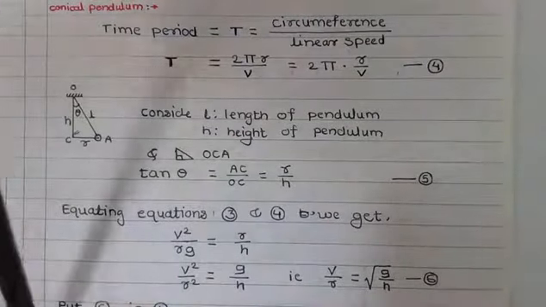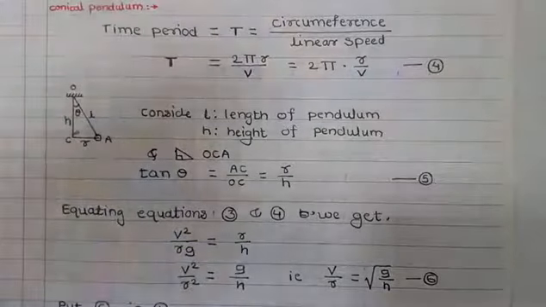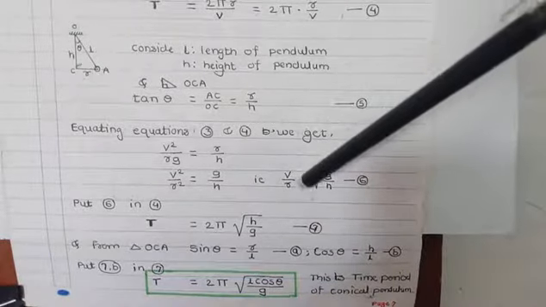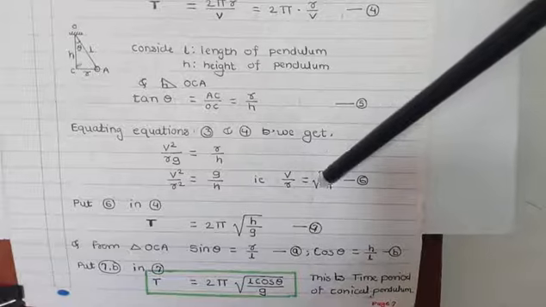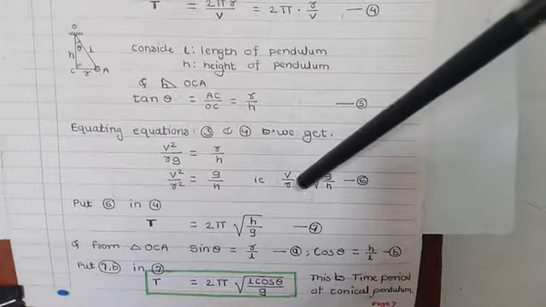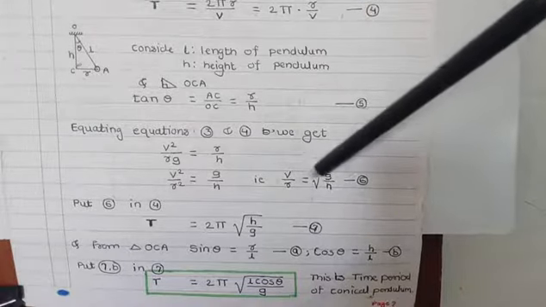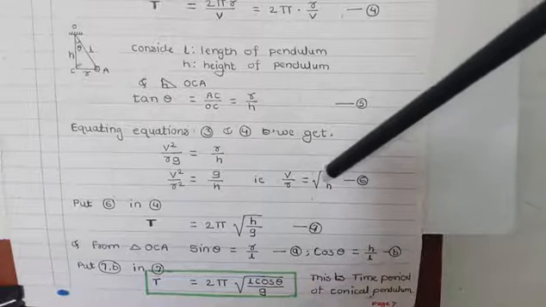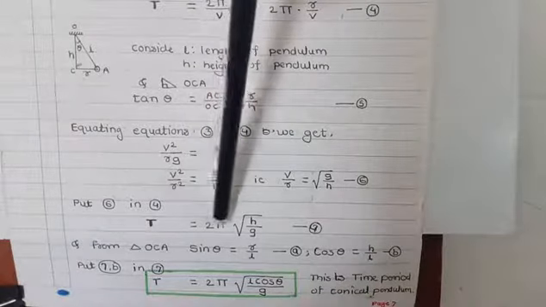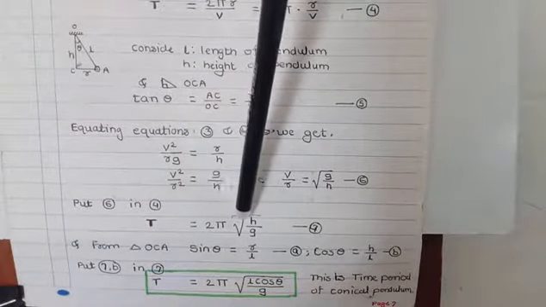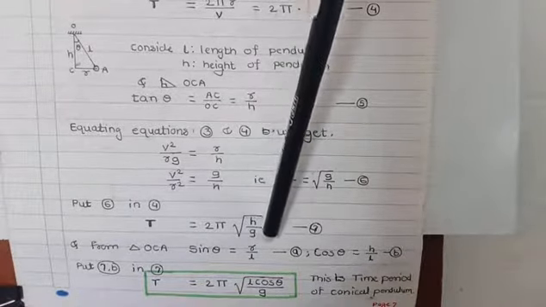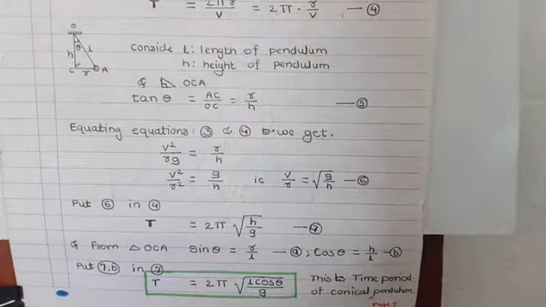Now put equation number 6 in equation number 4. Now put this value v by r in this equation. We get here r by v. Now r by v means the inverse of this. The inverse of this is equal to square root H upon g. Now put this in equation number 4. We get the time period of conical pendulum is 2 pi square root H upon g, where H is the height of the cone, g is acceleration due to gravity and 2 pi is a constant.